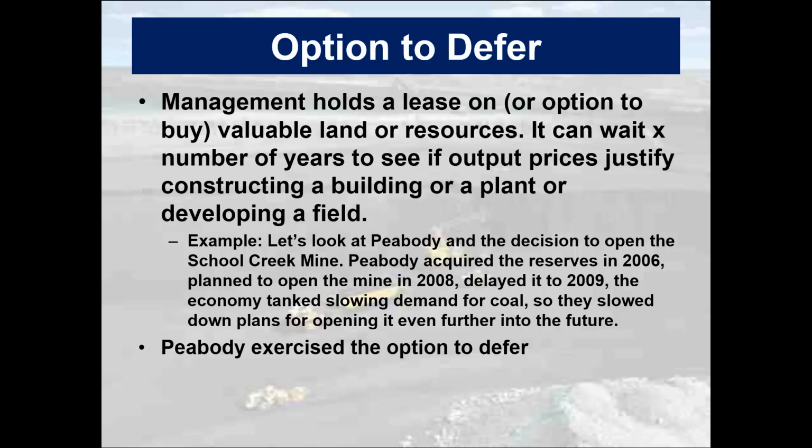Management holds a lease on or option to buy valuable land or resources. It can wait X number of years to see if output prices justify constructing a building or a plant or developing a field. For example, let's look at Peabody and the decision to open the School Creek mine. Peabody acquired the reserves in 2006, planned to open the mine in 2008, delayed it to 2009. The economy tanked, slowing demand for coal, so they slowed down plans for opening it even further into the future. So Peabody exercised the option to defer.